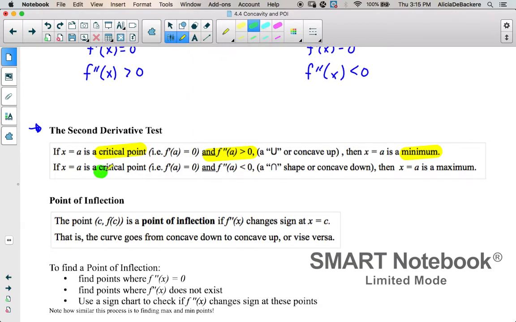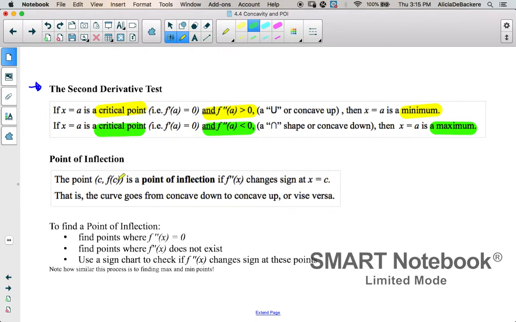And then vice versa, if I find a critical point, so there I use the first derivative to find it, and then I check the value of the second derivative and it's a negative number at that x value, that means that I must have a concave down shape, and so I must have a maximum at that point.